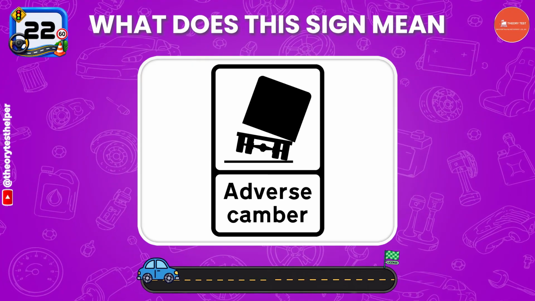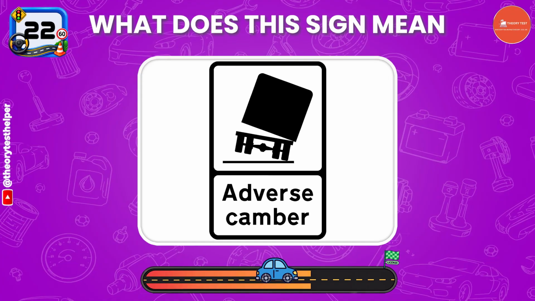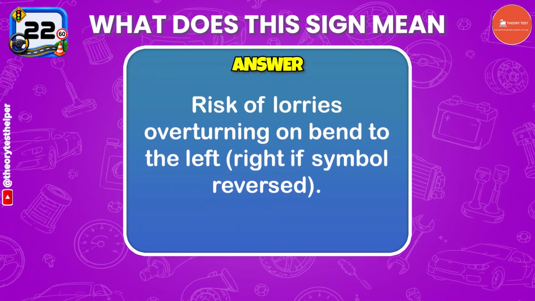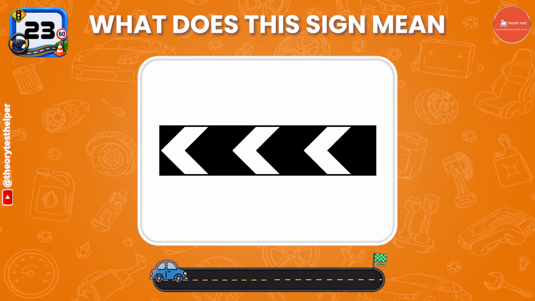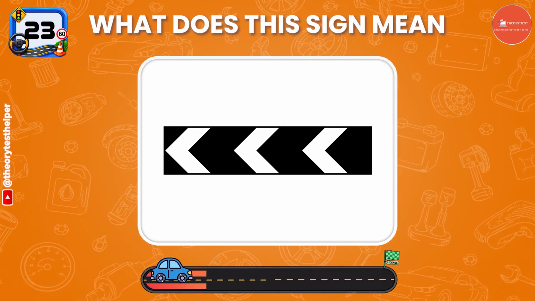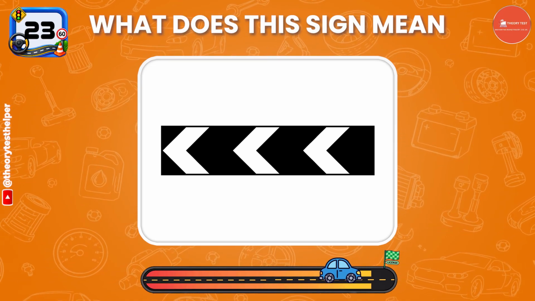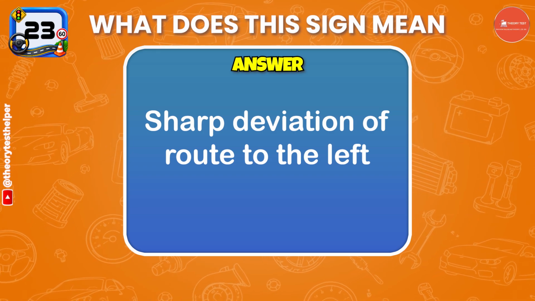Why is this sign dangerous for heavy vehicles? Risk of lorries overturning on bend to the left, right if symbol reversed. What are these directional signs called? Sharp deviation to the left.